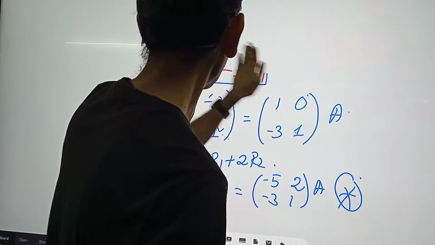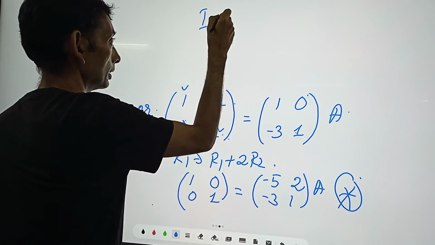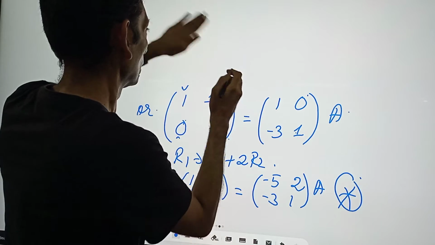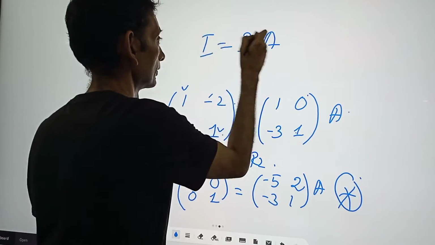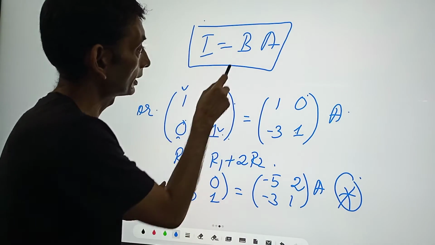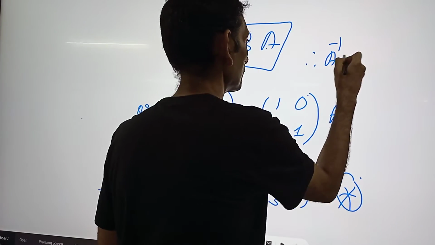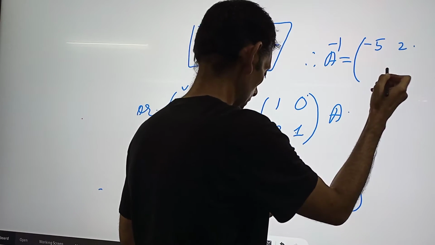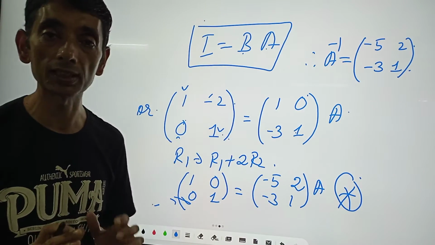So we can write this in the form of I is equal to, in place of minus 5, 2, minus 3, 1, you can write this as B matrix, and this is A. We know that if AB is equal to I, then B will be the inverse of A. Therefore, A inverse is equal to B. So what is the B matrix? That is minus 5, 2, and minus 3, 1. So this is our first answer.